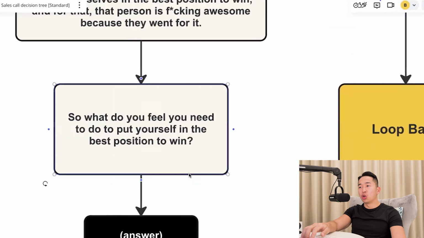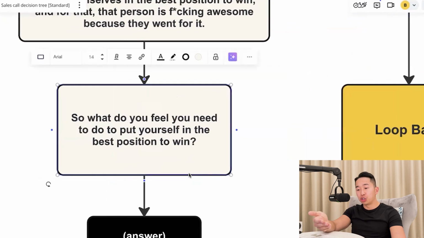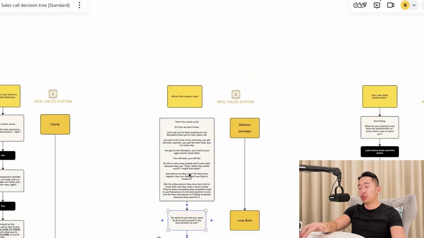We loop back to the sale. So what do you feel you need to do to put yourself in the best position to actually retire a parent so they don't have to work until they're 60 years old? And then we go into that.